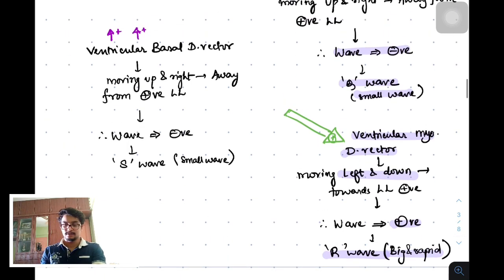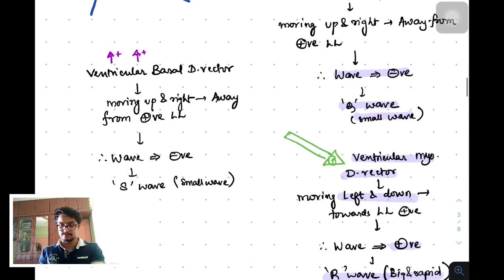Now finally, in the ventricular depolarization phase, we saw the ventricular basal depolarization vector. It was also moving up and right, so it is moving away from the positive left leg. So the wave produced will be a negative wave, and the wave produced is the S wave. This is again a small wave because the ventricular basal depolarization is a very small event compared to the ventricular myocardial event.